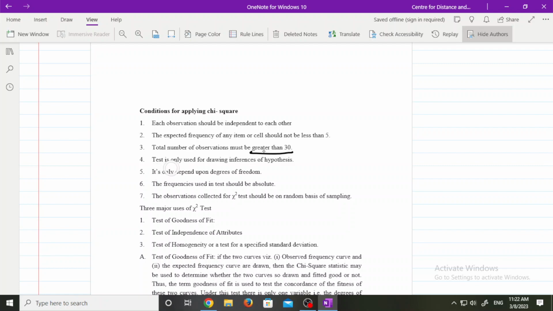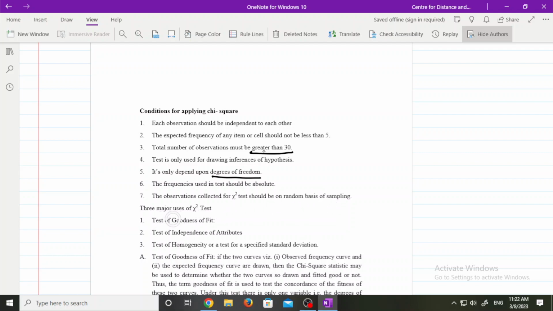Then the test is only used for drawing inference of hypothesis. Chi-square only depends upon degrees of freedom. Then the frequencies used in the test should be absolute. The observations collected for chi-square test should be on a random basis of sampling.